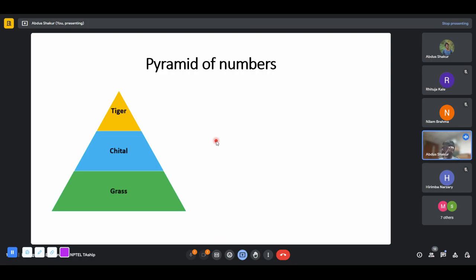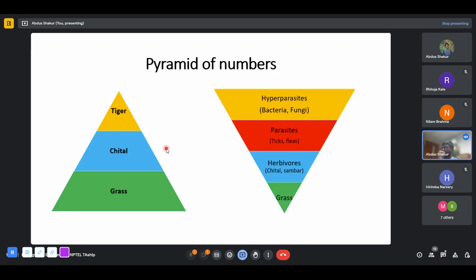So for instance, pyramid of numbers. If you see the pyramid of numbers, you have a greater number of producers at the base, and then as you go up, the number of consumers tends to decline very much. So it looks like an upright pyramid. Okay, so this is the pyramid of numbers, which in some cases can also be inverted, but you see very few such cases.